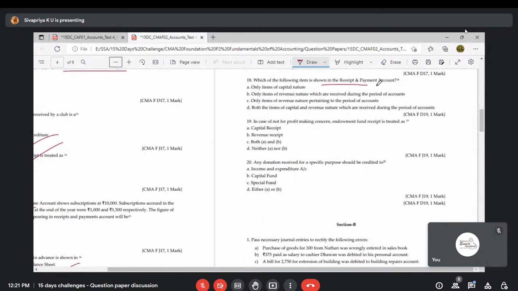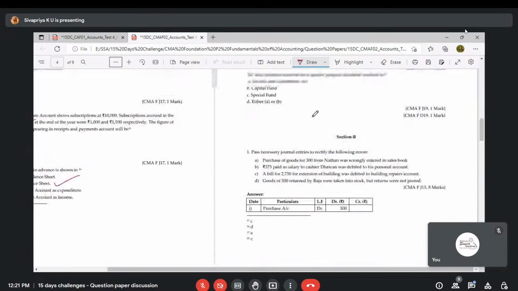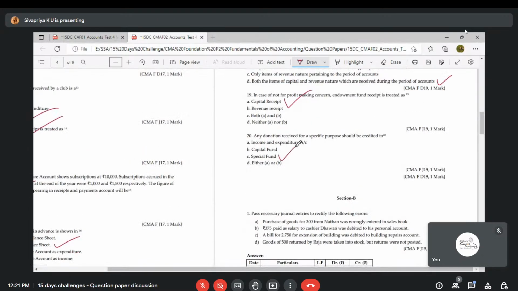Which of the following is shown in the receipts and payment accounts? Answer is D. In case of a not for profit organization, endowment fund receipt is treated as a capital receipt. And any donation received for a specific purpose should be credited to that special fund.